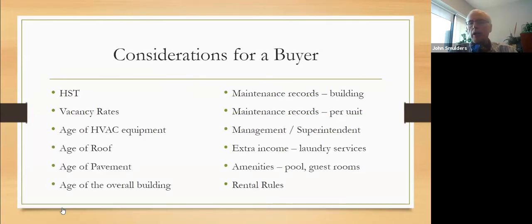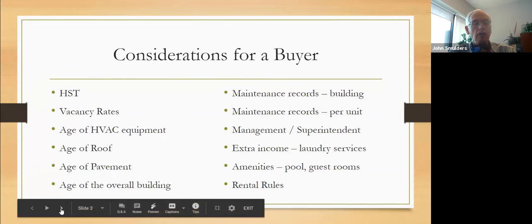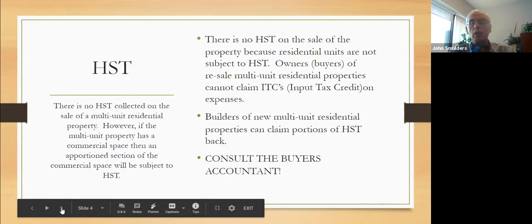When you're representing a buyer who is looking at a multi-residential property, there are 10 different sections that you should be familiar with. And that is, of course, these ones: HST, vacancy rates, ages of HVAC equipment, roof, pavement, and the overall building, the different maintenance records, what kind of management has happened, any extra incomes or amenities, and what the rental rules are for the property. And we're going to have a bit of a deep dive into these subjects.